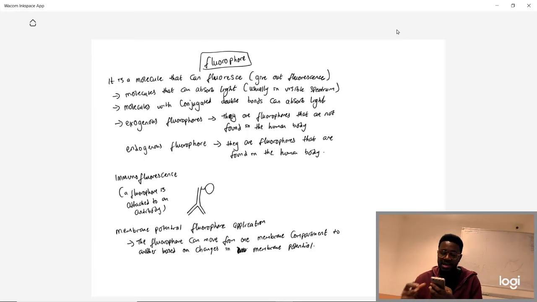Okay, DNA dyes, these are just fluorophores that can bind to the DNA, like ethidium bromide. Determination of protein fluorescence, these are just fluorophores that can bind to proteins. Okay, measuring fluorescence.